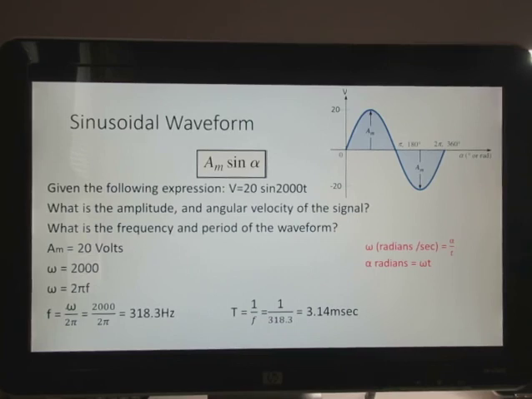What would happen if we want to find out what is the value at 2 milliseconds? Well, we'd plug 2 milliseconds into t, multiply it times 2000, get the sine of that, times 20, and we get 1.4 volts.